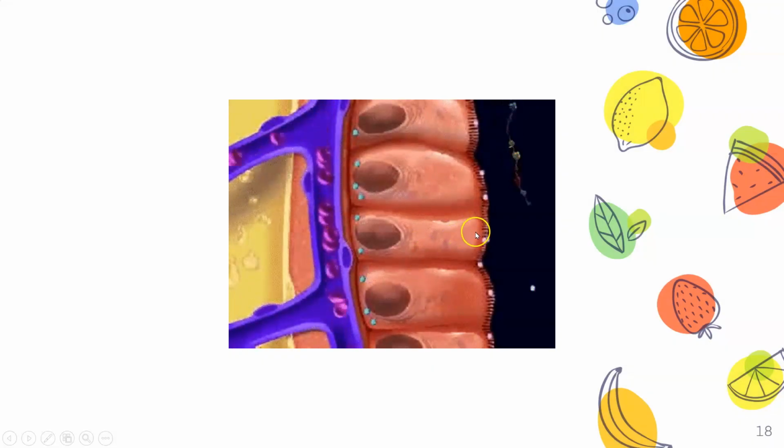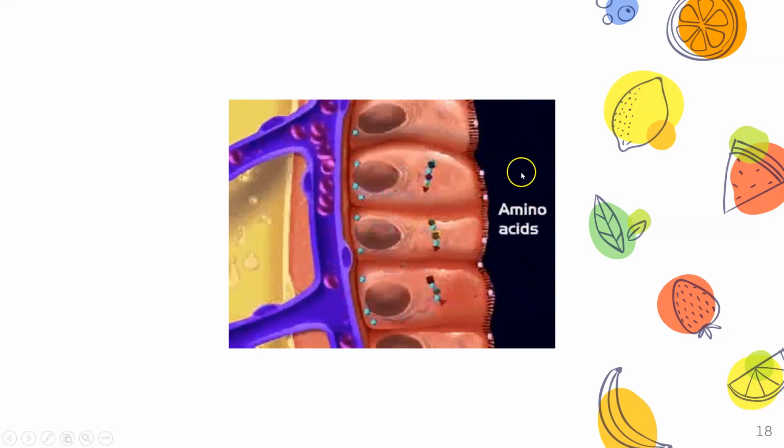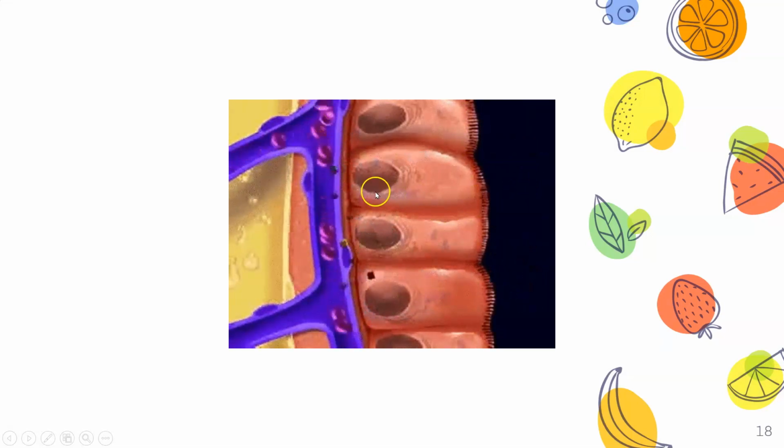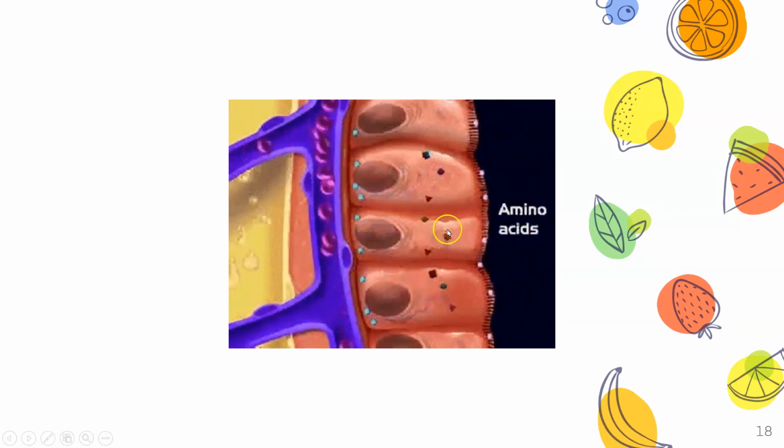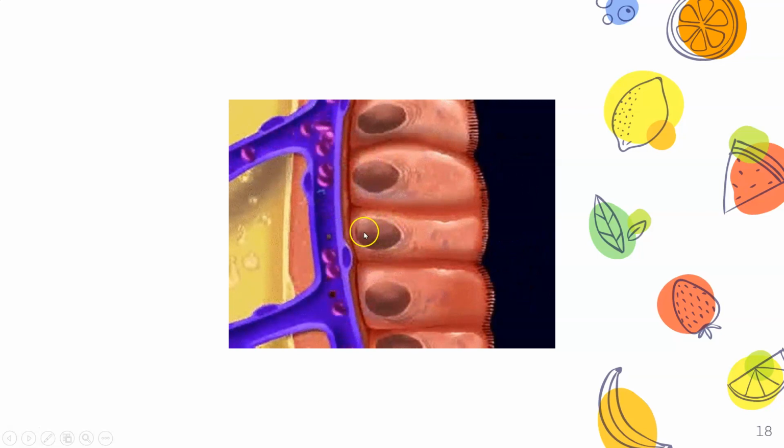So let's look at it one more time. Over here we have the villi, and we have some proteins that have been broken down into amino acids. So let's watch again. The proteins are broken down into amino acids, and then they enter the cell, and from the cell they can then enter into the bloodstream, and this bloodstream will carry it to the liver.